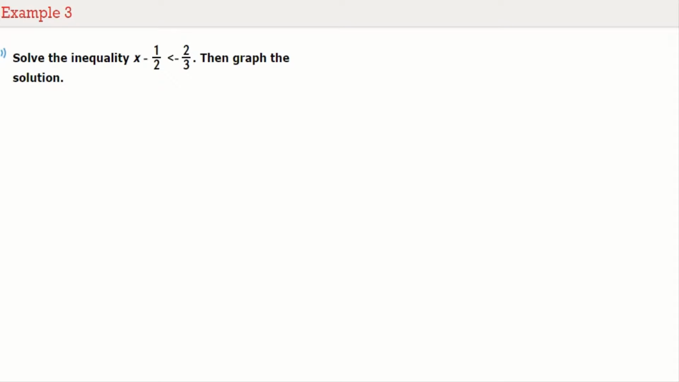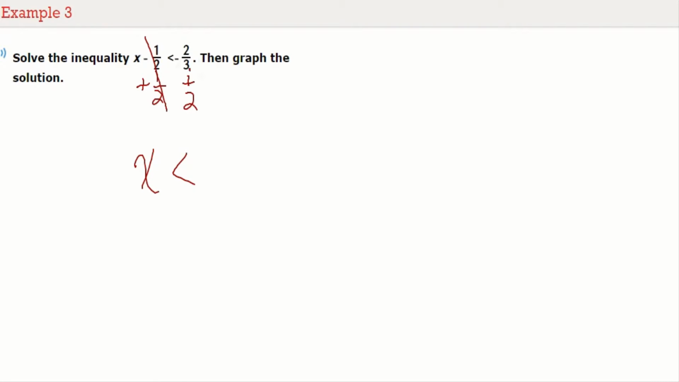And if we look at that x and that negative 1/2, it is connected through subtraction. So the inverse of subtraction is addition. We have to add 1/2 on both sides of the inequality. Negative 1/2 plus 1/2, additive inverse, that cancels out. We're left with x is less than.